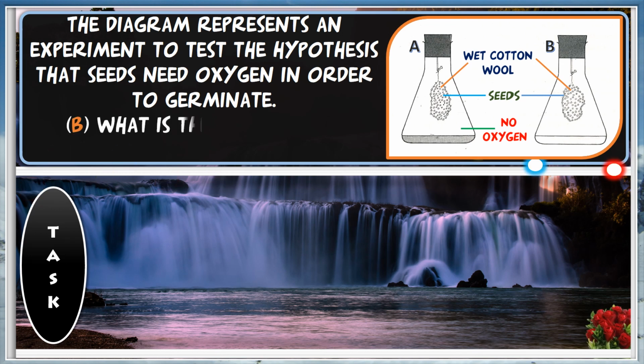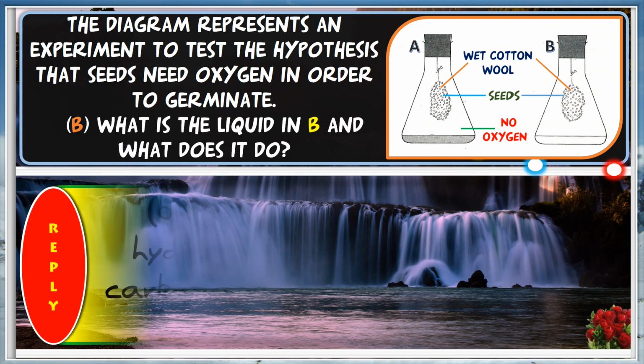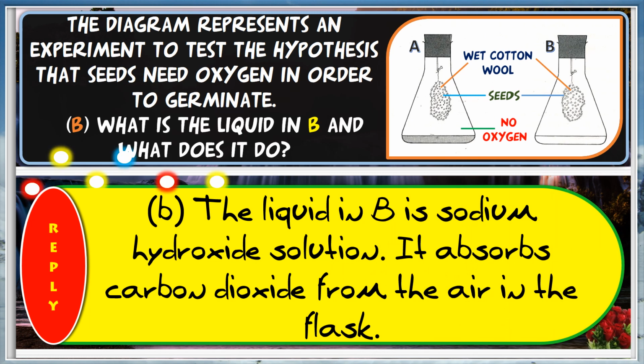The diagram represents an experiment to test the hypothesis that seeds need oxygen in order to germinate. Part B. What is the liquid in B and what does it do? Part B. The liquid in B is sodium hydroxide solution. It absorbs carbon dioxide from the air in the flask.